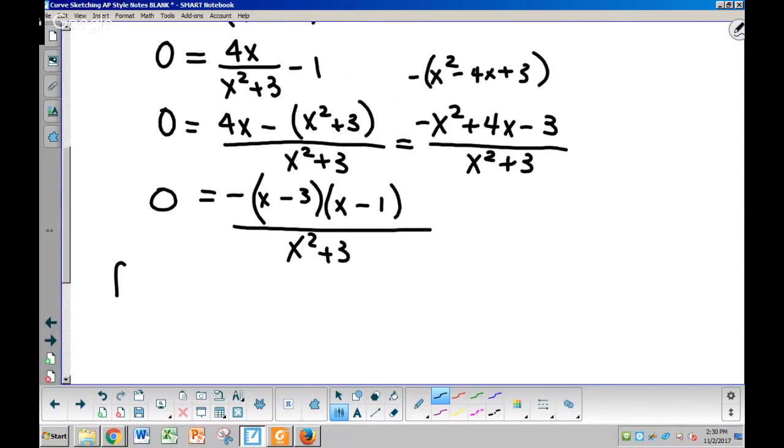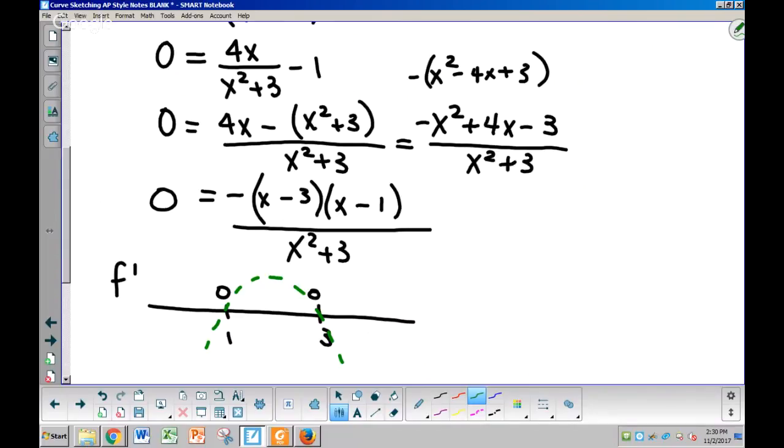Now are we ready to do an F prime line chart? So, let's talk about the numerator. It's a parabola that opens downward. What are its zeros? 1 and 3. It's opening down because we factored out a negative. Now let's talk about the denominator. It's a parabola that opens up. Does it have any zeros? Never. x squared plus 3 is floating above. It's a floater.